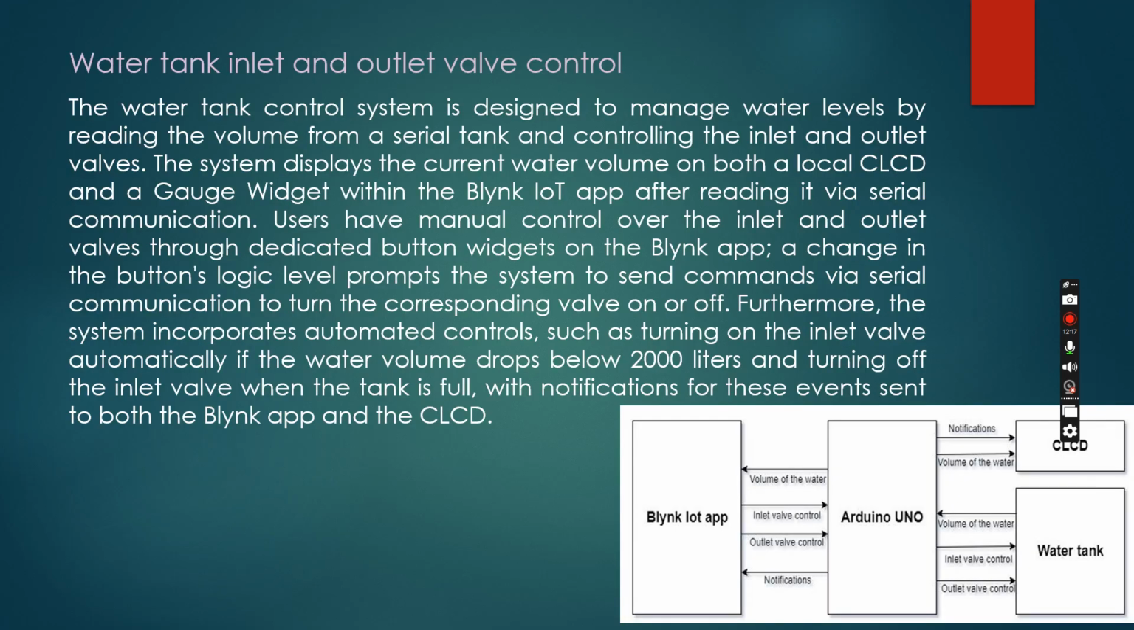Users have manual control over the inlet and outlet valves through dedicated button widgets on the Blynk app. A change in the button's logic level prompts the system to send commands via serial communication to turn the corresponding valve on or off. Furthermore, the system incorporates automated controls, such as turning on the inlet valve automatically if the water volume drops below 2000 liters and turning off the inlet valve when the tank is full, with notifications for those events sent to both the Blynk app and the CLCD.